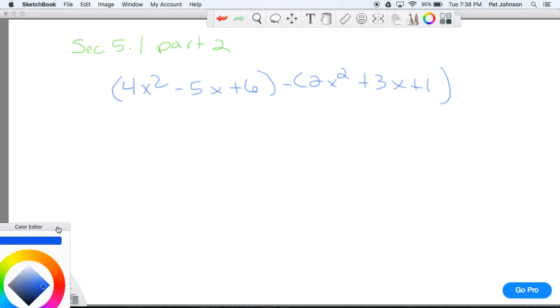So let's look at this one. It's 4x squared minus 5x plus 6 minus 2x squared plus 3x plus 1. All right, so how do we simplify this expression? Because it didn't have an equal sign, I put an equal sign. But it doesn't have an equal sign, so it's just an expression.